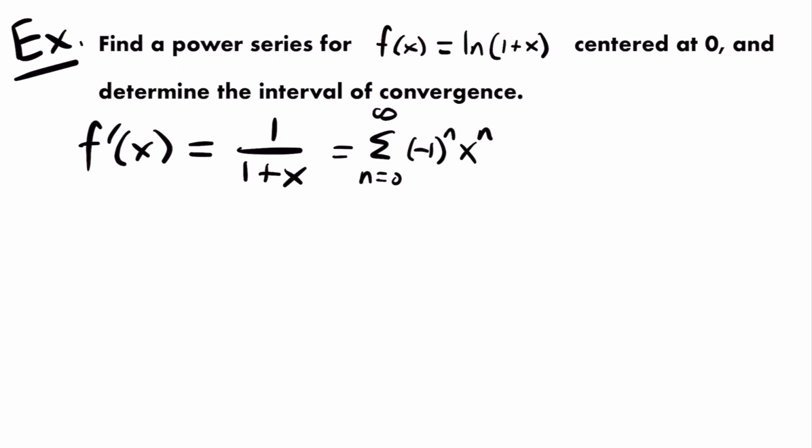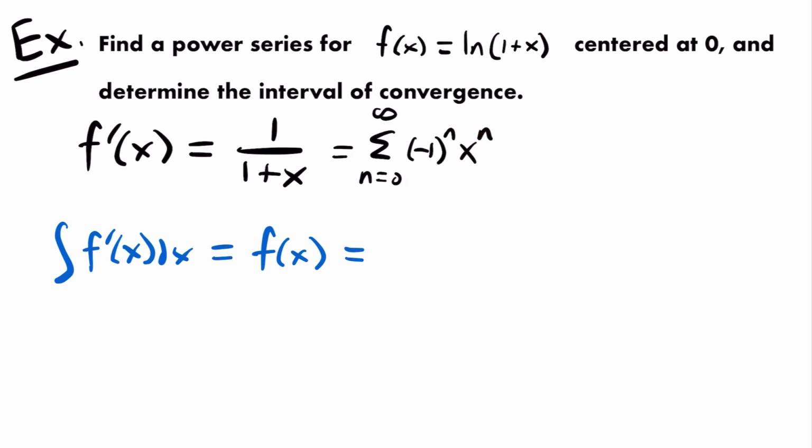So what we have to do is integrate this power series, right? To get back from the derivative to the original function, we need to integrate the derivative. So what we're going to do is integrate f prime of x dx, and that is going to be equal to f of x, right? The derivative and the integral cancel each other out. And so f of x will be equal to the integral of this power series.